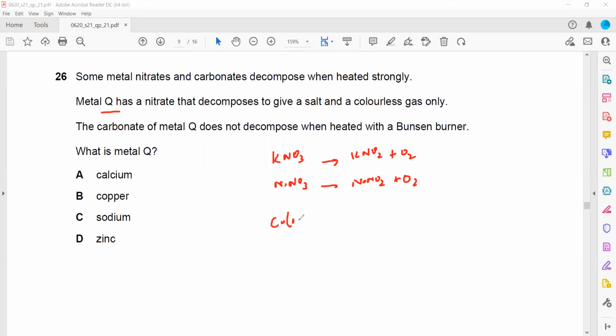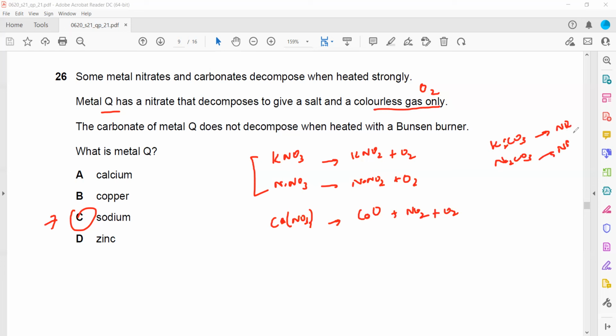Otherwise, if it was copper nitrate, on heating it gives copper oxide, and even calcium nitrate gives calcium oxide plus nitrogen dioxide, which is a brown gas, plus oxygen. But they mentioned that when we heat it, it gives a colorless gas, so it means oxygen gas is given off. So it can be either potassium or sodium nitrate. Only one option is available, that is sodium nitrate. And carbonate does not decompose on heating. Remember, potassium carbonate and sodium carbonate are stable to heat. There is no chemical change when we supply heat energy to these carbonates.